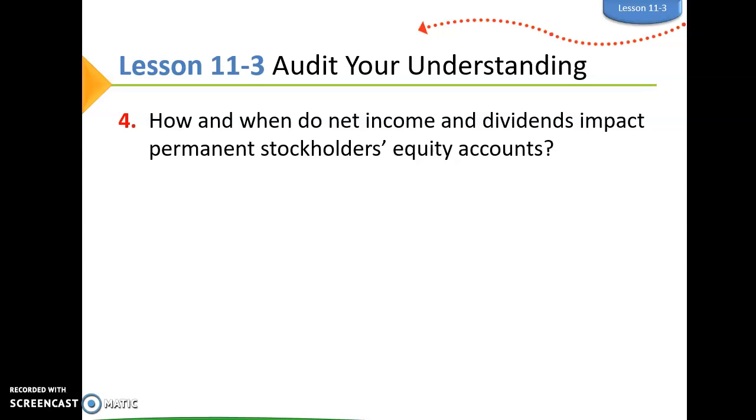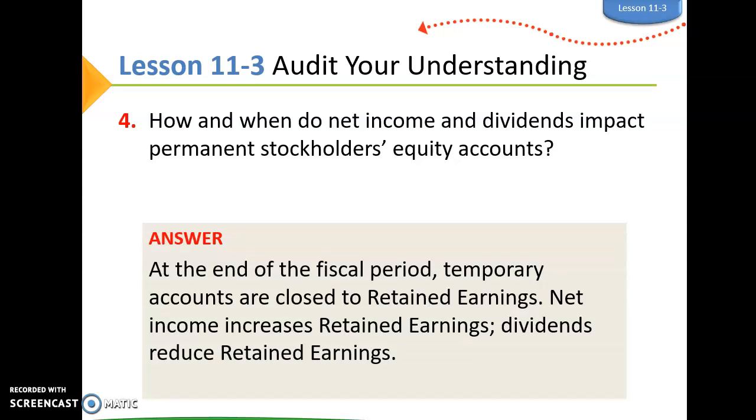How and when do net income and dividends impact permanent stockholder equity accounts? So at the end of the fiscal period, we have that temporary account, and then we are going to post that to retained earnings. So net income increases retained earnings and dividends reduce. If we're paying out money, of course it's going to reduce our retained earnings, because our retained earnings is our stockholders' equity, right? That's where we're showing how much money we have left. So if we had an income, it's going to increase the amount that we have.